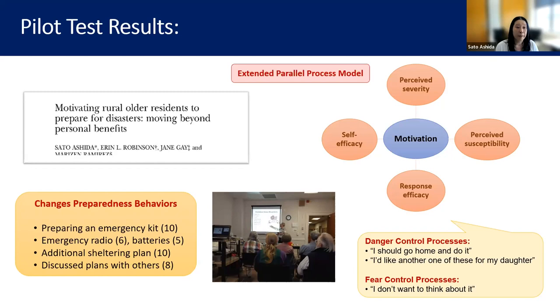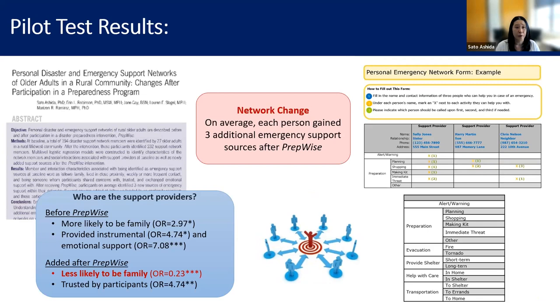Participants in our program indeed reported increased perceived susceptibility, self-efficacy, and response efficacy, which in turn led to changes in their behaviors, like becoming prepared. Some older adults went out and got the tools that they needed to become prepared, and some of them shared their emergency management plans with their family and neighbors to make sure that they had a strong support network system. Another theory we used was the social network and social support theory.